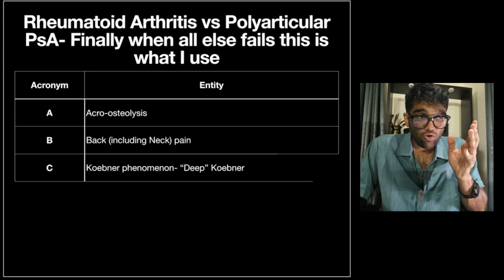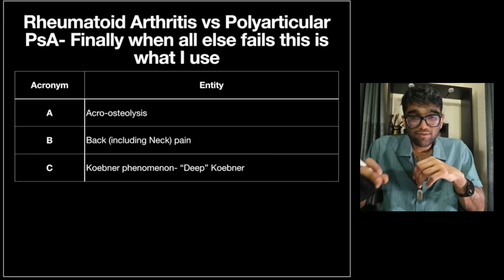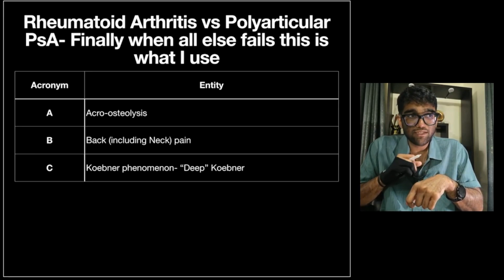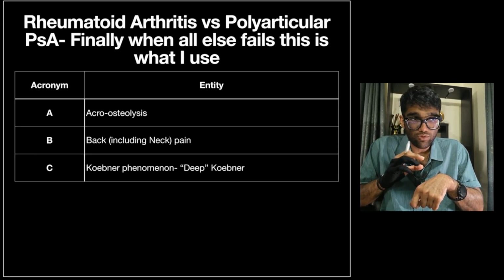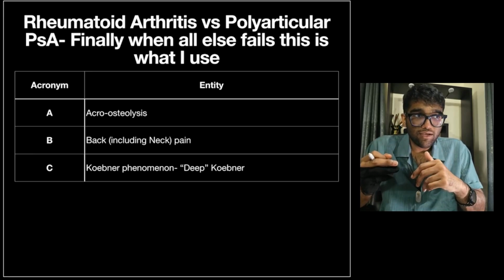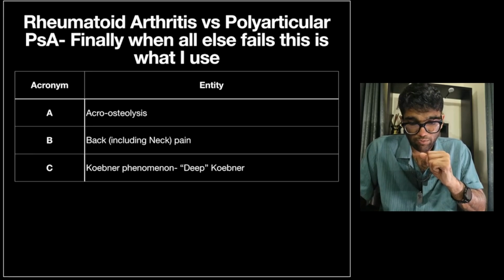C stands for Koebner's phenomenon. Now, here I mean deep Koebner's phenomenon. That is, just like you get Koebner's phenomenon in the skin, there is trauma to the skin, there the patient starts developing a psoriasis lesion. Similarly, when there is trauma to a joint, the joints can get inflamed in patients with psoriatic arthritis. So this is what we call a deep Koebner's phenomenon.